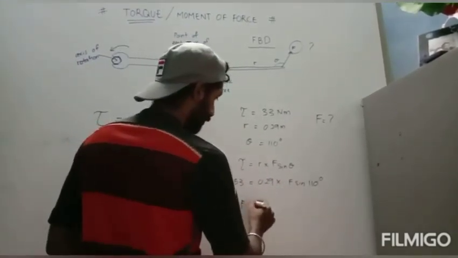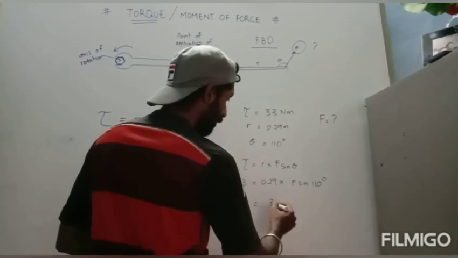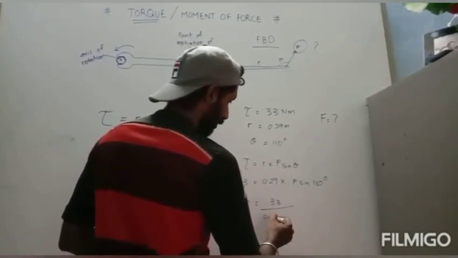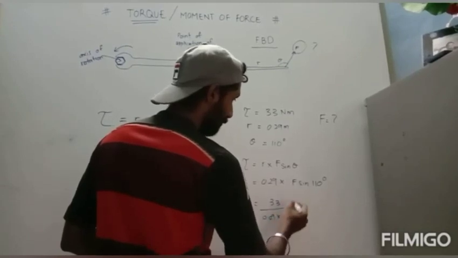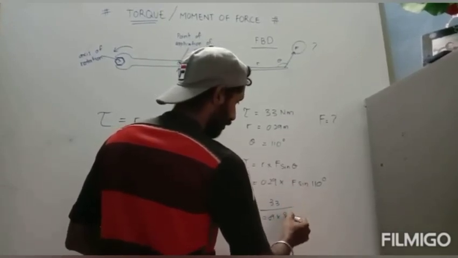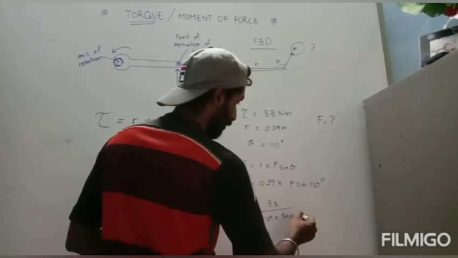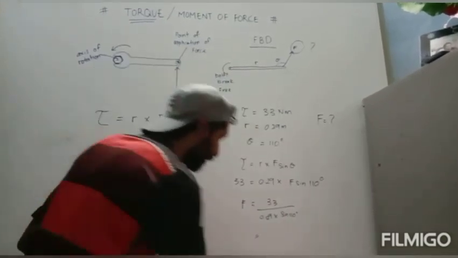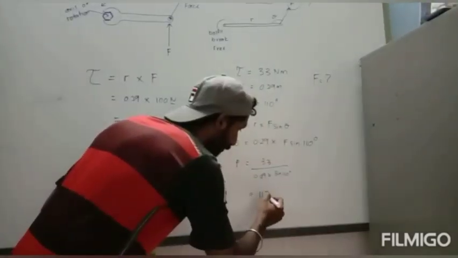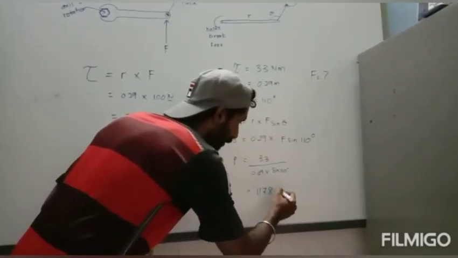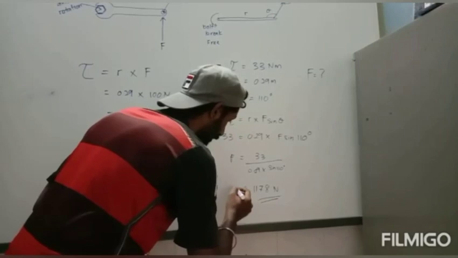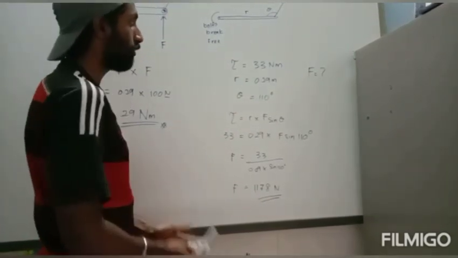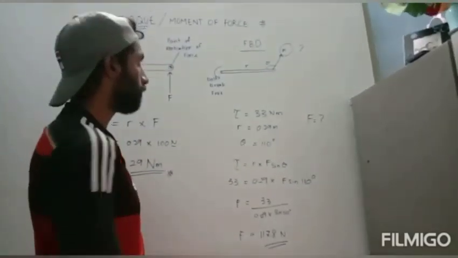F equals tau over R times sine theta. So the value will be 117.8 Newton. This is the force needed. This is how we calculate the force in a torque problem.